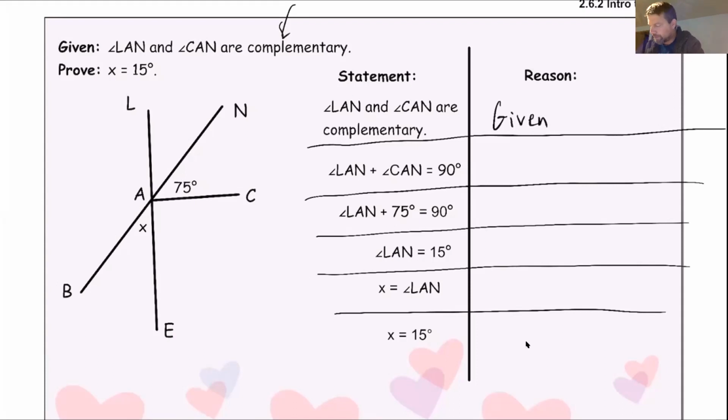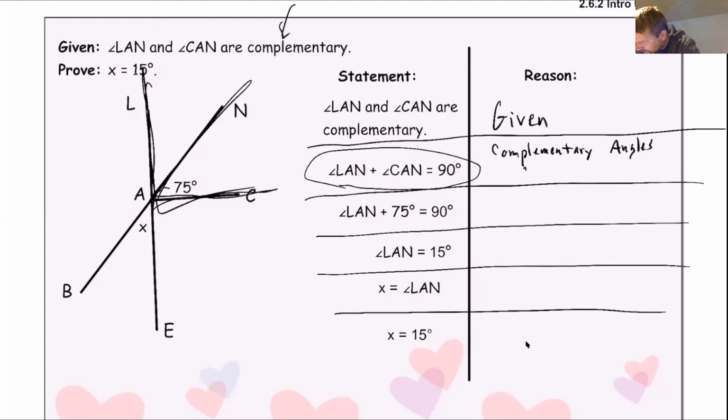All right, then I said angle LAN plus angle CAN equals 90 degrees. How did I know that? How did I know these two together were 90? Because they were complementary. That's what it means to be complementary. So you could just write "definition of complementary," or you could write "complementary angles sum to 90," whatever you want. I like that one. I'm going to write complementary angles sum to 90 degrees. That's why I was able to write that.